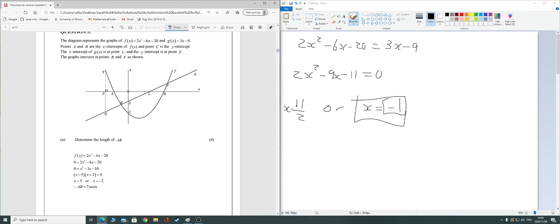Okay, so we have our x value for R over here. So now we need to find the y value. So it's going to look like this. Okay, x and the y that we need to find.